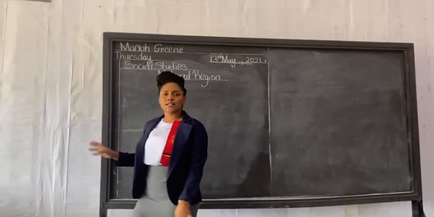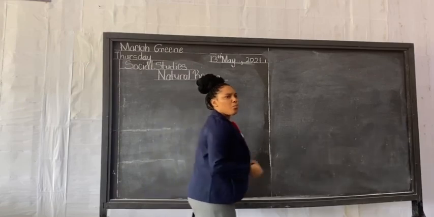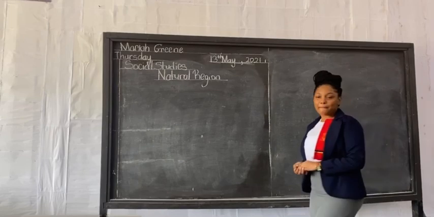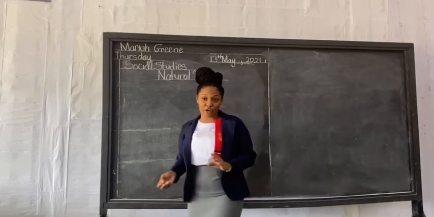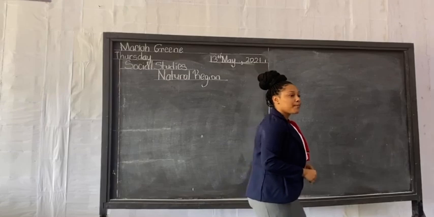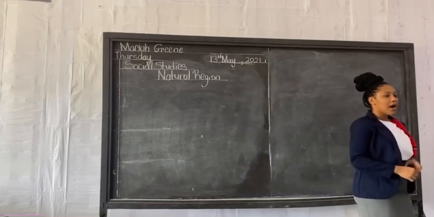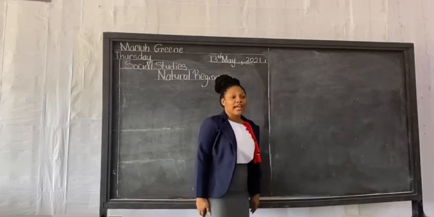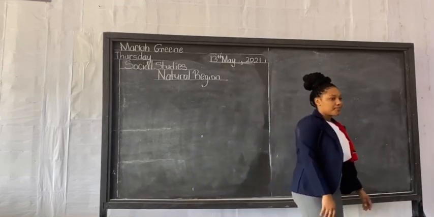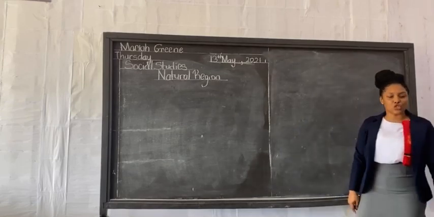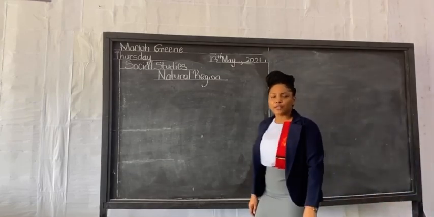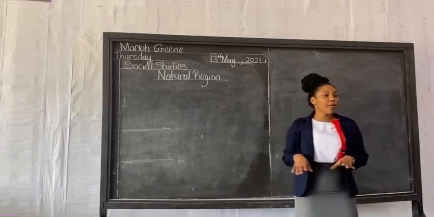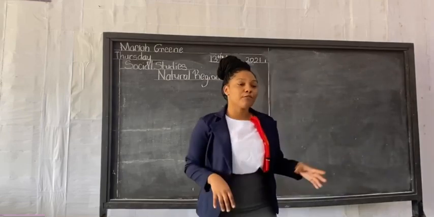Okay, so can anyone tell me from the video clip what is a natural region? Okay, Emily is saying it's a section of the earth. Okay, any more? Mark is saying it has to do something with climate change. Okay, anyone else? Joseph is saying that it has to do with wildlife. Okay, so from the video, they gave us a definition, but I'm going to give you a more simple definition for what is a natural region.